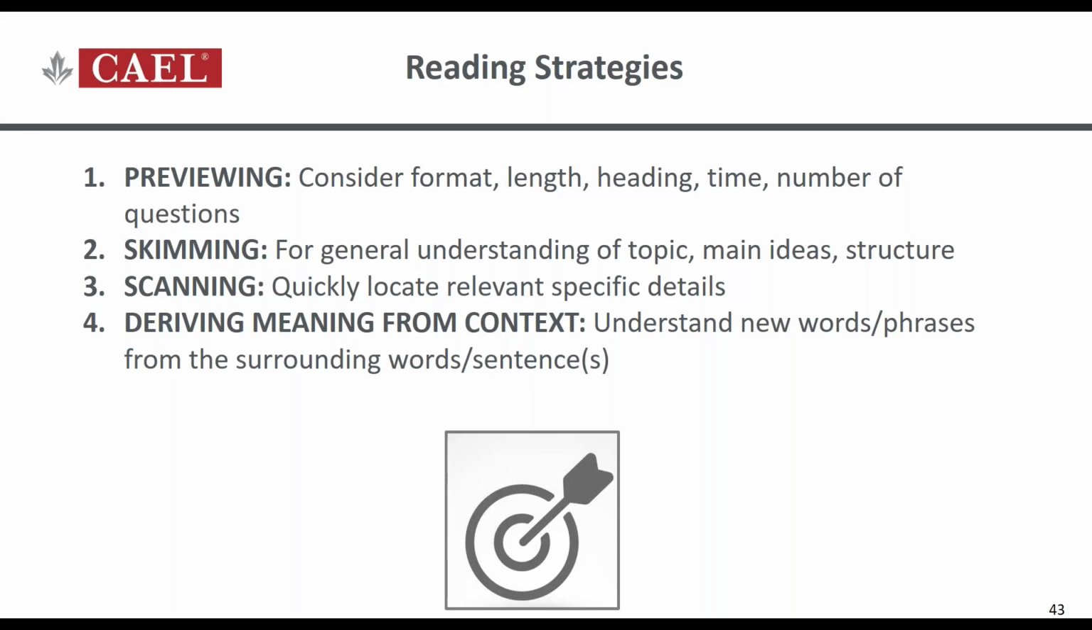So let's wrap up the reading section by looking at some recommended strategies. These are useful in general for any reading that you do. Number 1 is previewing. That means just quickly consider the format, the length, the heading, the time, the number of questions. Try to quickly get all that information as fast as you can. For skimming, this means looking for a general understanding of the topic, the main ideas, and the structure. So kind of looking over a reading passage very quickly.